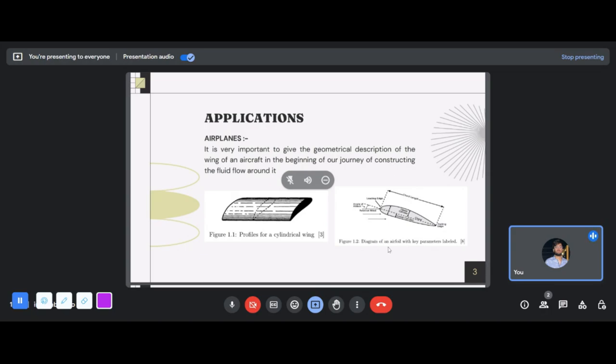Now the second part is the diagram of an airfoil with key parameters labeled. This is the airfoil used in the aircraft, which has an upper camber, a lower camber and a chord. The chord length runs from its first end to its last end, with the first end known as the leading edge and the last end as the trailing edge. The angle of attack is the angle between the line of sight of the wind, the relative velocity, and the chord.